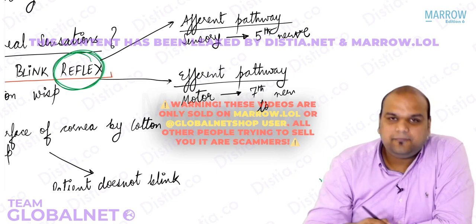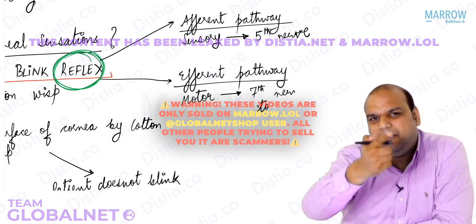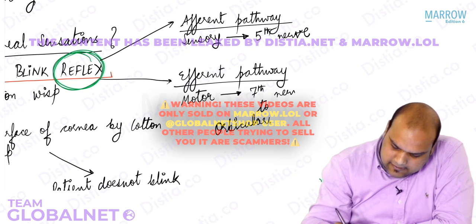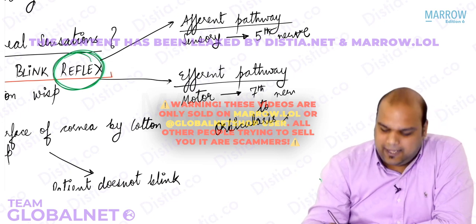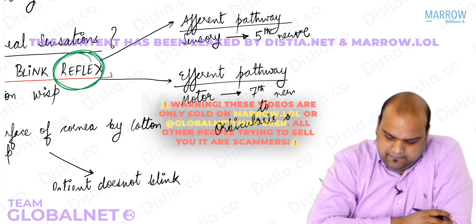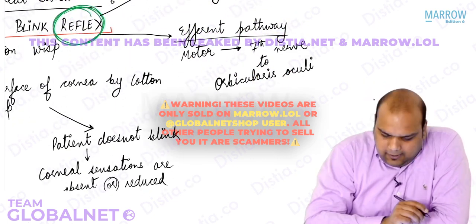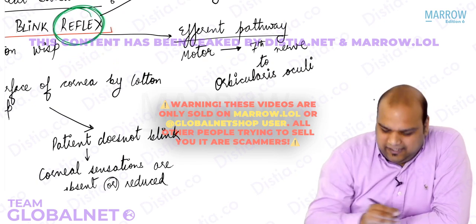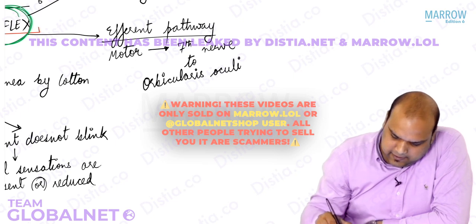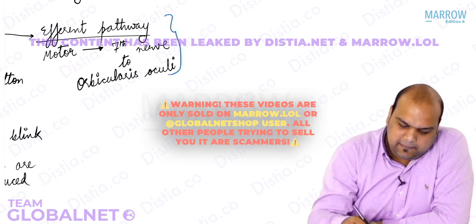To which muscle? 7th cranial nerve to which muscle, guys? LPS, no, LPS is supplied by 3rd nerve. To orbicularis oculi. So orbicularis oculi, efferent pathway, motor nerve, seventh nerve to orbicularis oculi. Okay, so now a slight clinical correlation here, guys. As soon as I've written seventh nerve or facial nerve, guys, I hope you understand that the clinical correlation is in cases of Bell's palsy.